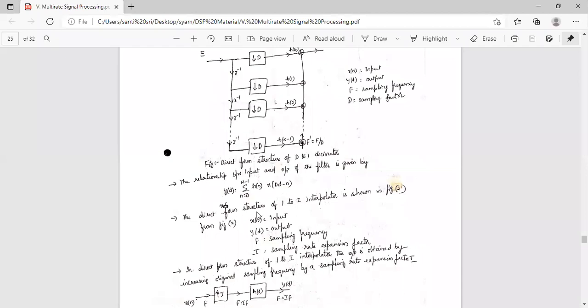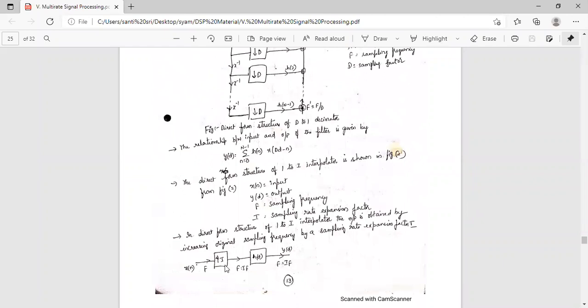Okay, so the direct form structure of 1 to I interpolator is shown in figure 2. That is, figure 2 means this is 1 to I interpolator. So x of n is the input, y of m is the output, f is the sampling frequency, and I is the sampling rate expansion factor. So in the direct form structure of 1 to I interpolator, the output is obtained by increasing the original sampling frequency by a sampling rate expansion factor I, that is the interpolator upsampler, and this is followed by an anti-imaging filter.